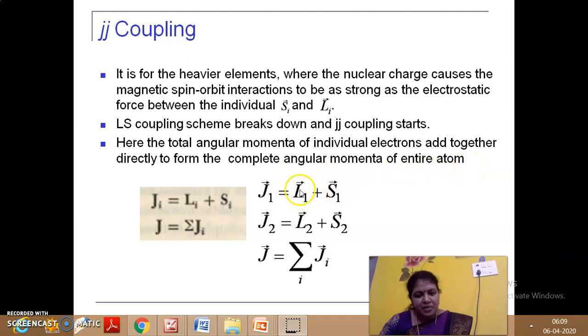Not all Li now add up together. Instead, first L1 and S1 will add up to form J1. L2 and S2 will add up to form J2. L3 and S3 would add up to form J3. Like this, you will get all the individual J1, J2, J3. They will ultimately add up to form the complete J. So this is the JJ coupling.